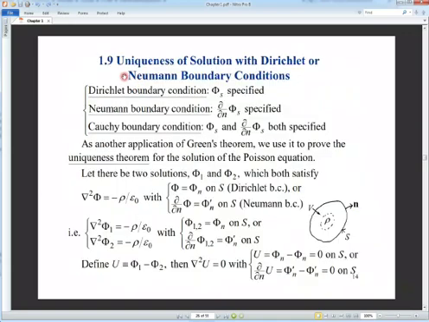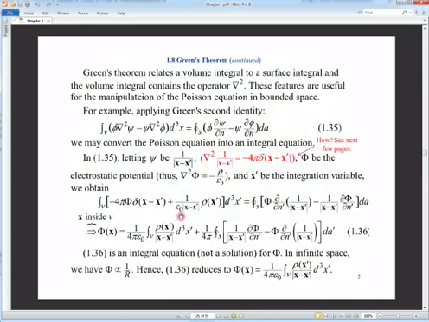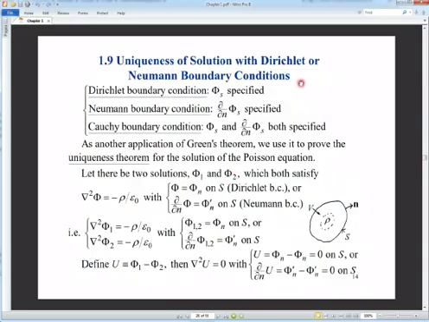Okay, let's try the next. I want to show you the solution of this equation, by some boundary conditions. We have three boundary conditions in electromagnetism or electrodynamics: Dirichlet boundary condition, Neumann boundary condition, and Cauchy boundary condition.